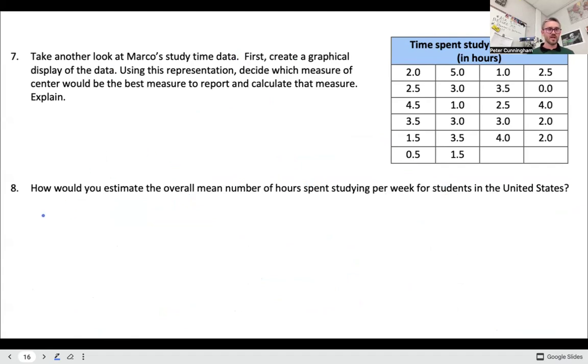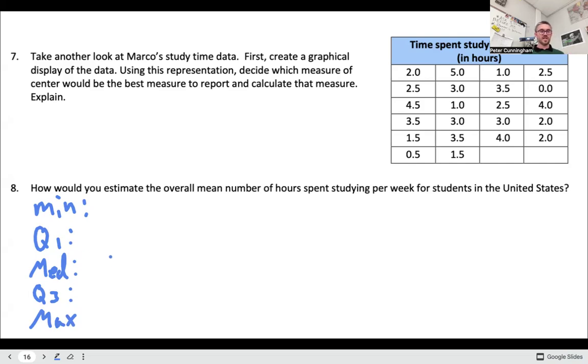All right, let's try a box and whisker plot. So let's do a minimum, a quartile 1, a median, quartile 3, and a max. Now, if you decide to do a dot plot or a histogram, that's up to you. I'm choosing to do a box plot.